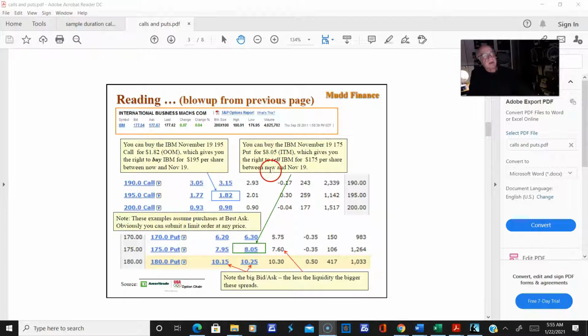And we'll talk about things called protective puts, why you would want to get a protective put. So here's the bid ask. All right, the less the liquidity, the bigger the spreads. Liquidity means how much contract size is being traded. So basically that's what's going on here.